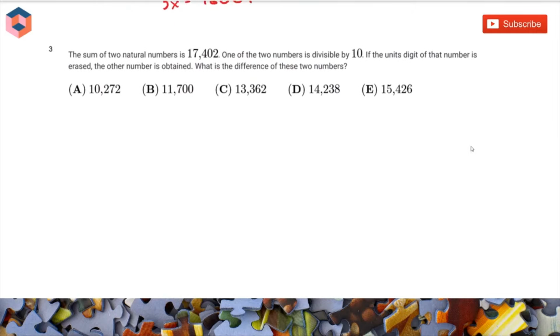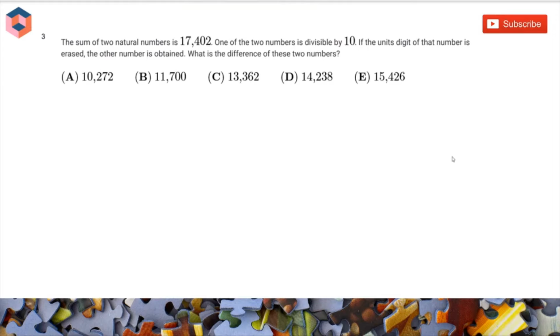Problem number 3. The sum of two natural numbers is 17,408. One of the two numbers is divisible by 10. If the units digit of that number is erased, the other number is obtained. What is the difference of these two numbers?